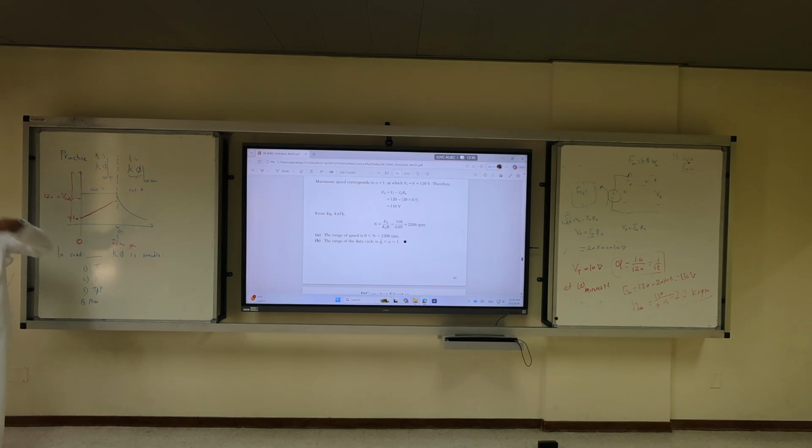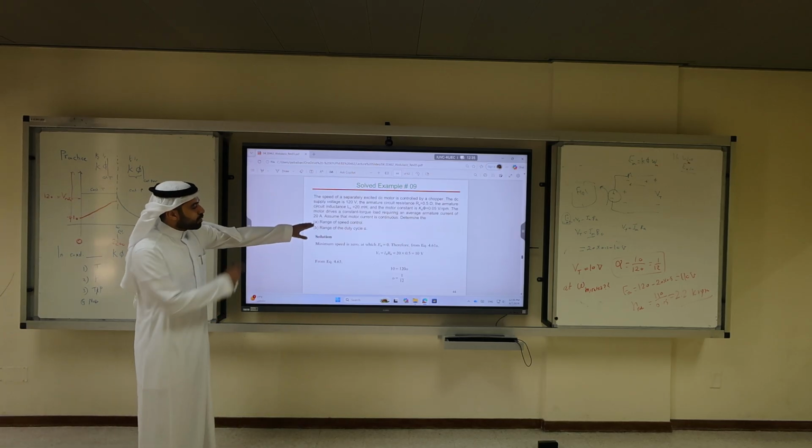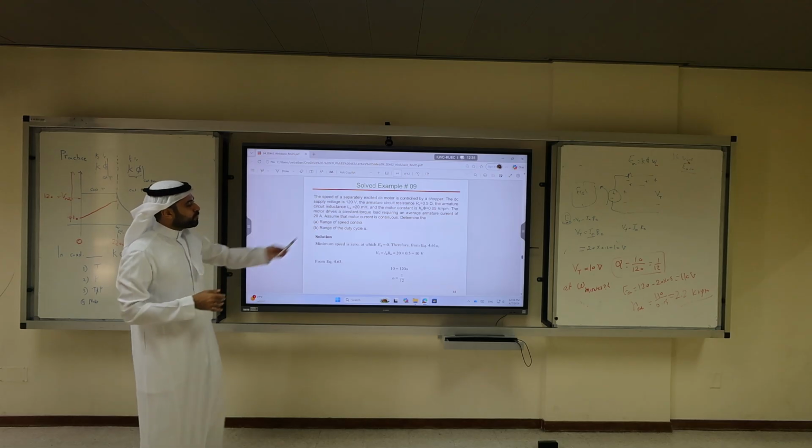It doesn't matter. Convert it to radians, times 2 pi over 60. So that's the range of your speed control until rated speed. This is only for the constant torque.